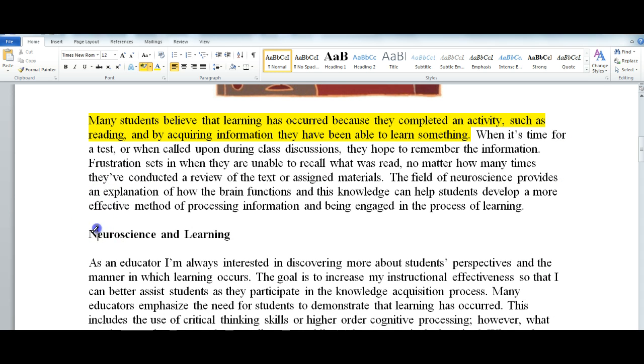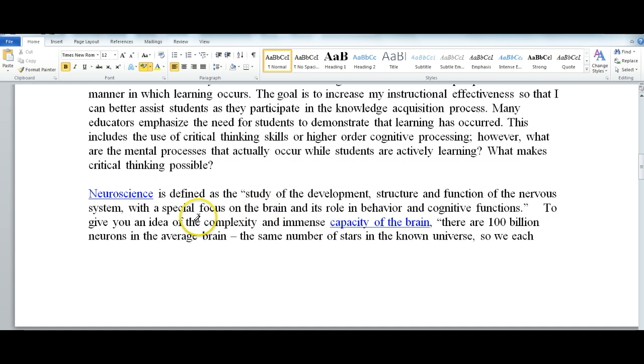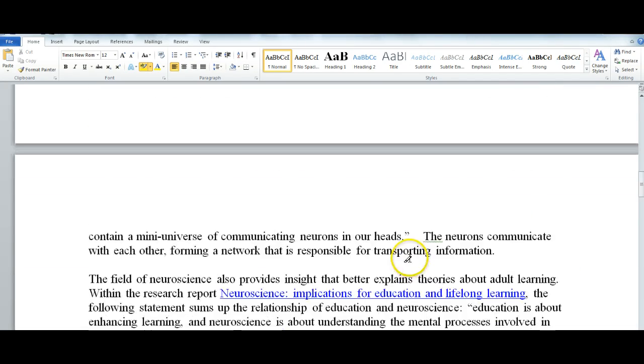Also in a survey, I'm always going to read the subtitles: neuroscience and learning. I am interested in that. What is neuroscience? To give me a little definition, I might glance at that quickly in the beginning. And they read through it: the study of development, structure and function of the nervous system, with a special focus on the brain and its role in behavior and cognitive functions. That means how I'm thinking. All right, I got it.